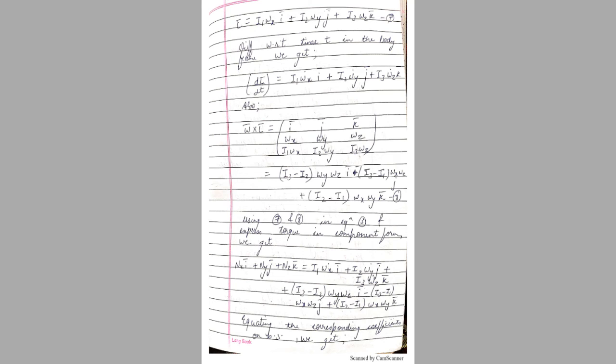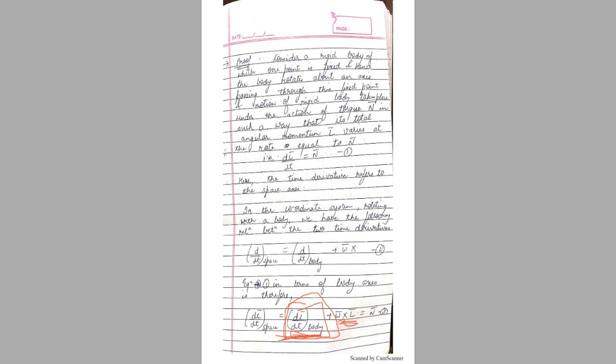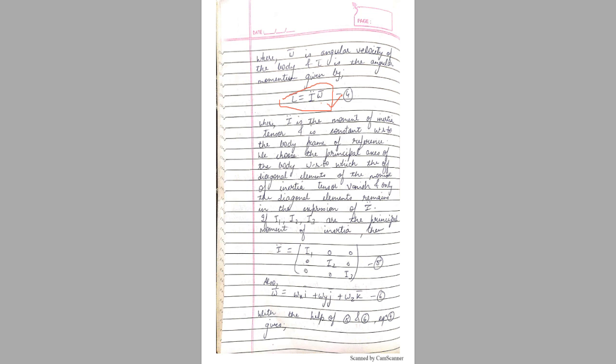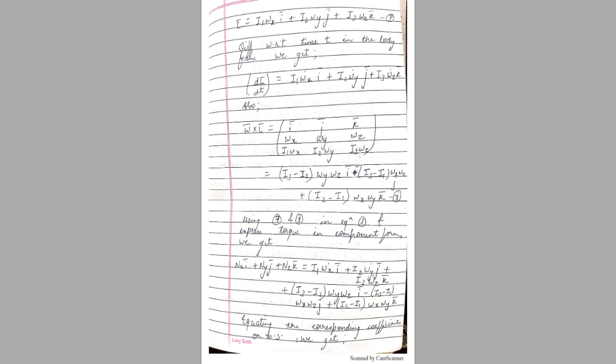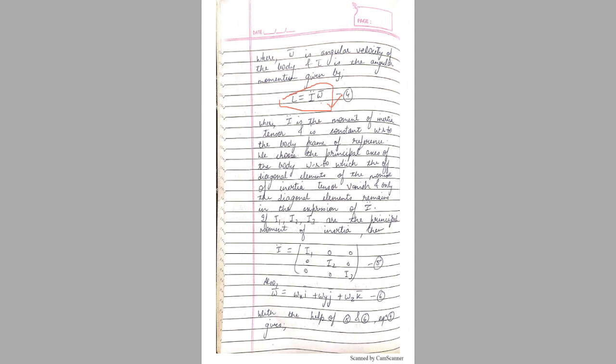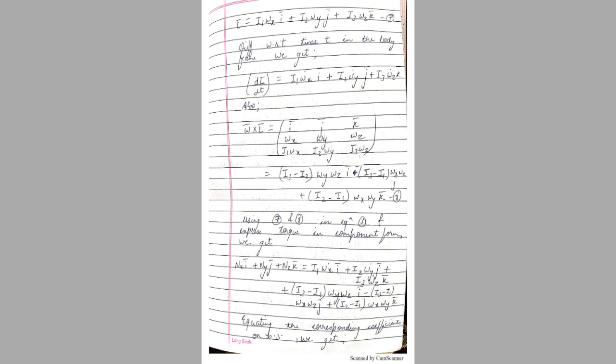Now using equation number 8 and equation number 7 in the previous equation, equation number 3, we will use both the values and we will find the value of n bar. So here we have got the value of n bar. See, we have got the value of n bar, and they have written n bar using the unit vectors. Nx is the value of the torque along the x-axis. This is along the y-axis, and this is along the z-axis.